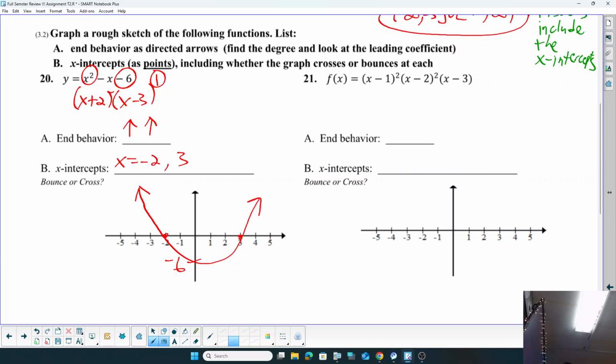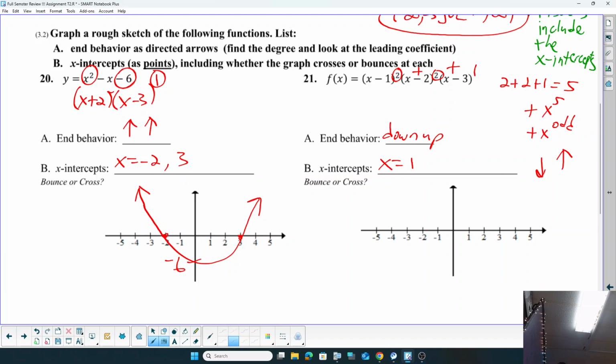Okay, so this one is a 2, 2, and a 1. So 2, 2 plus 1 adds up to 5. So positive x to the 5th power, positive x to the odd power is down then up. Do you remember end behavior? Put it on your note card, end behavior. So down then up is our end behavior.